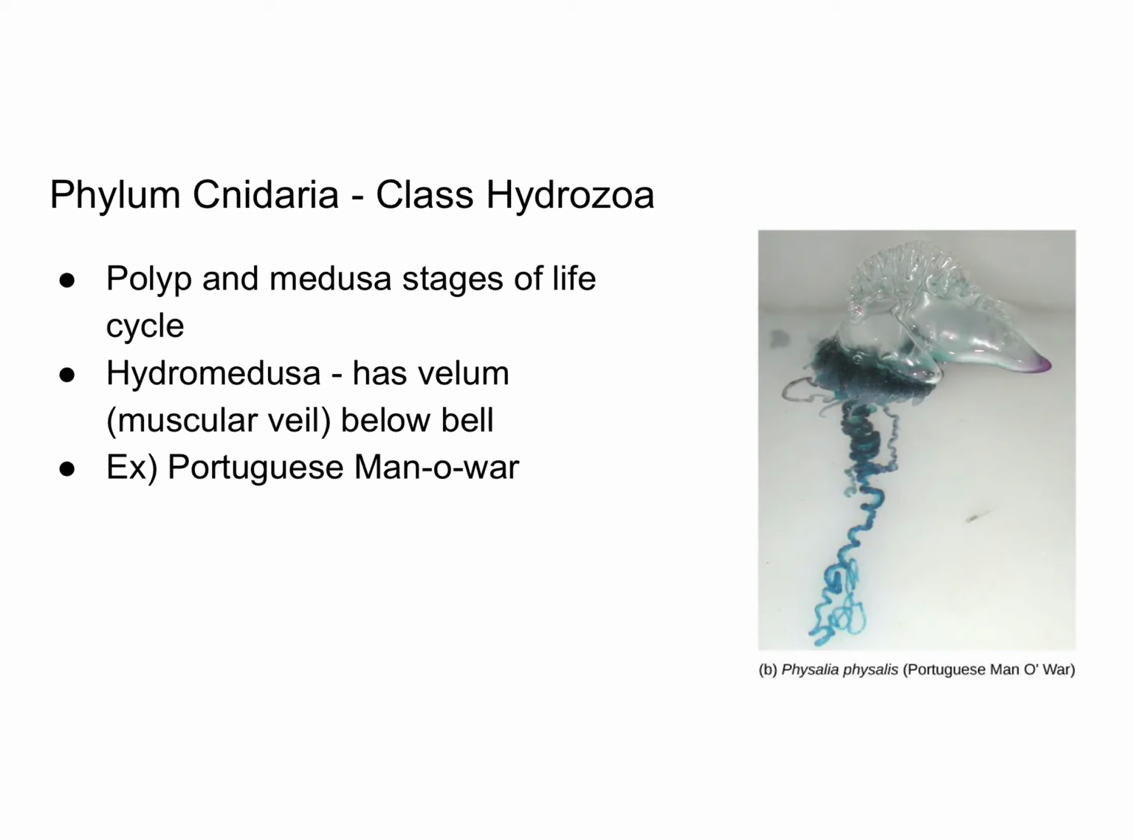Class Hydrozoa consist of these jellies that have a hydromedusa. And so the hydromedusa is this velum or muscular veil below the bell. So this part would be called the bell, and this would be the velum. And the most notable example of hydrozoa are the Portuguese man-o'-wars, which is what's being shown in this picture here. And we do get these along the coast of South Carolina at times.